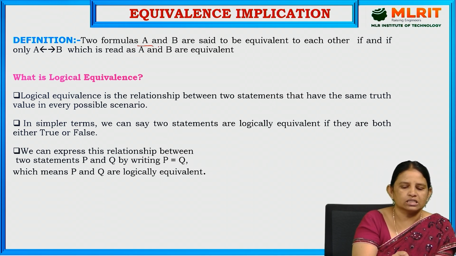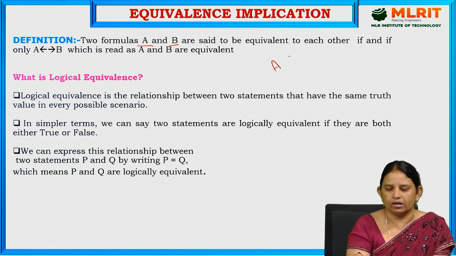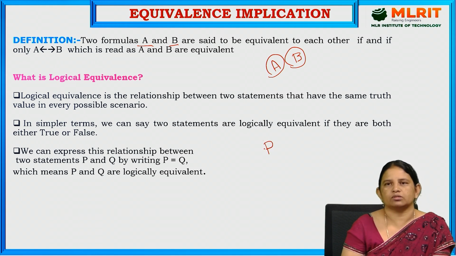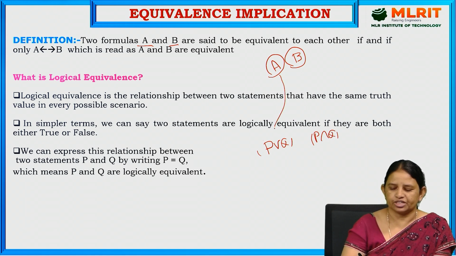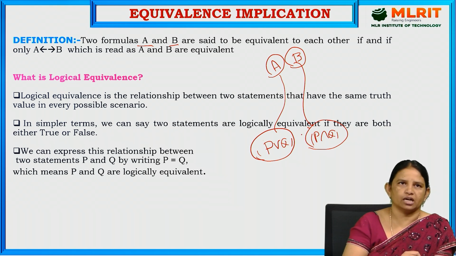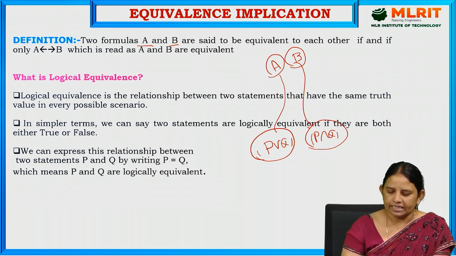Two formulas A and B. So what are the formulas A and B? There are two compound statements, P or Q, and P and Q. This is the first statement formula, and this is the second statement formula. A is P or Q, and B is P and Q. They are said to be equivalent to each other if and only if A is equivalent to B.